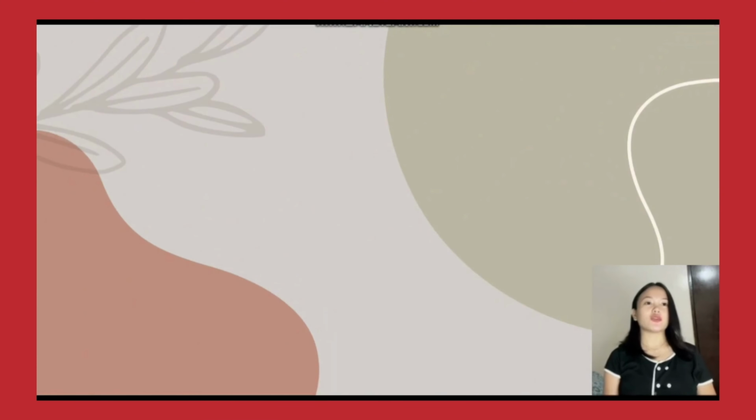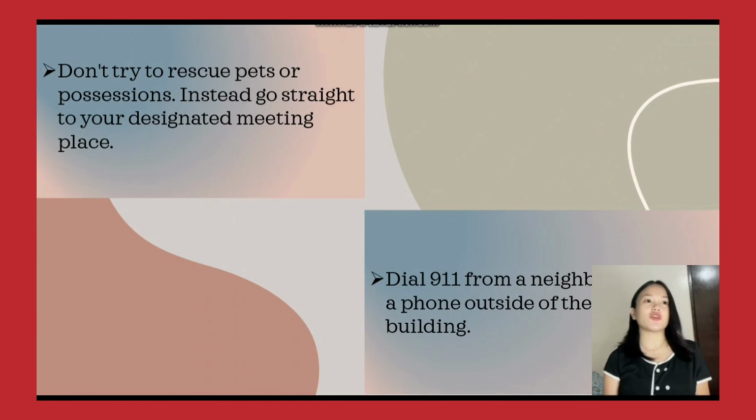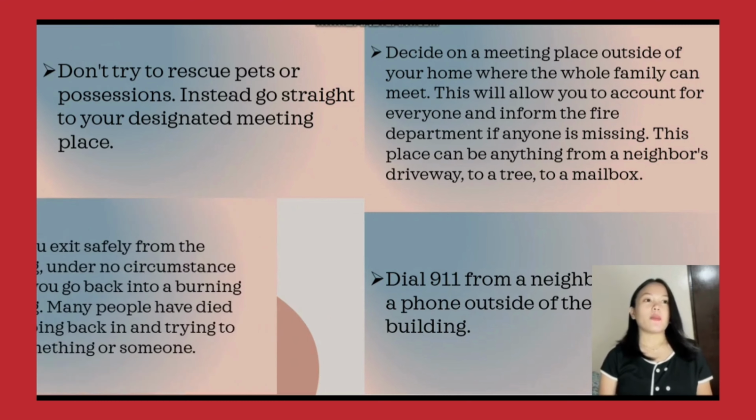And don't try to rescue pets or possessions. Instead, go straight to your designated meeting place and decide on a meeting place outside of your home where the whole family can meet. This will allow you to account for everyone and inform the department if anyone is missing. This place can be anything from a neighbor's driveway to a tree or to a mailbox.